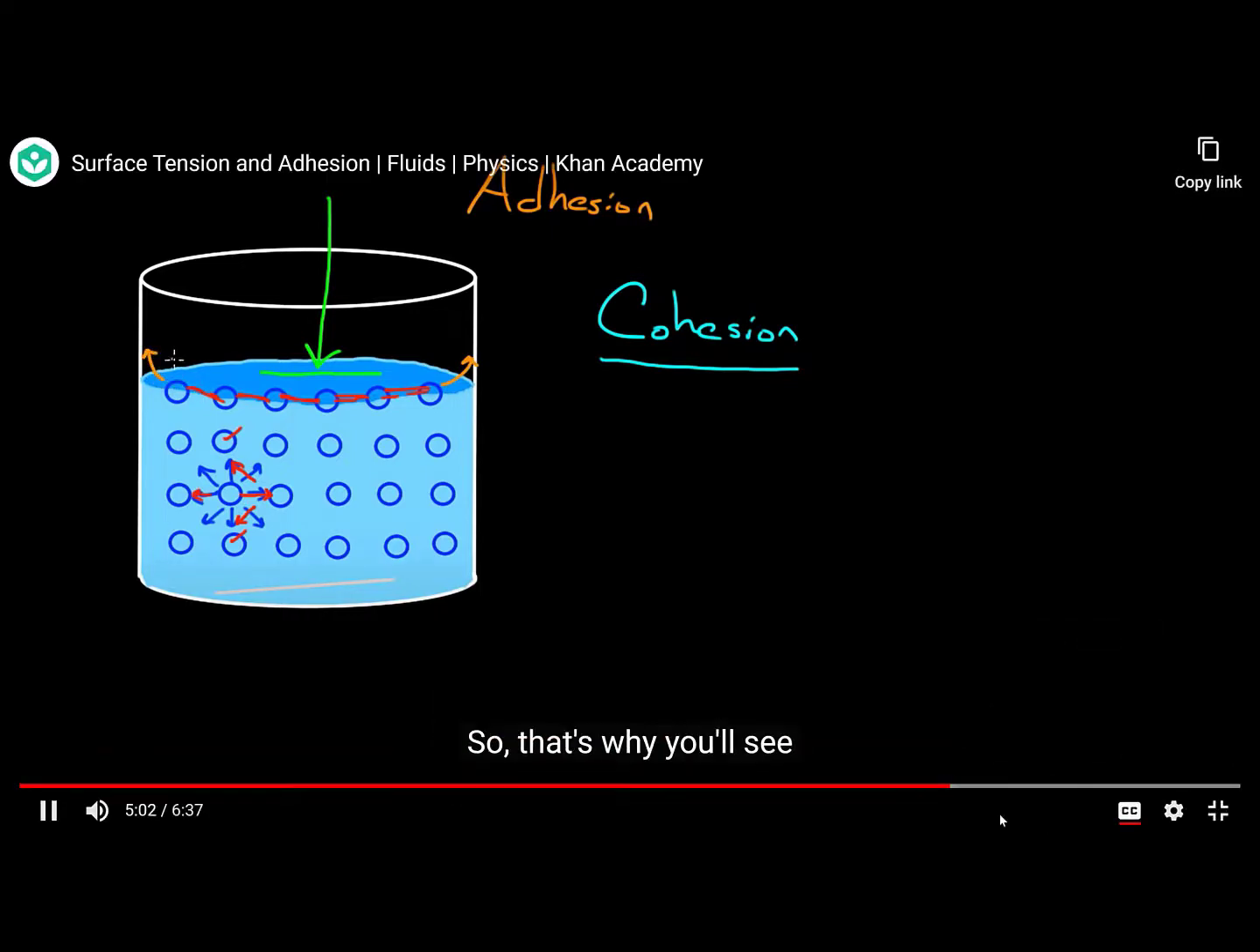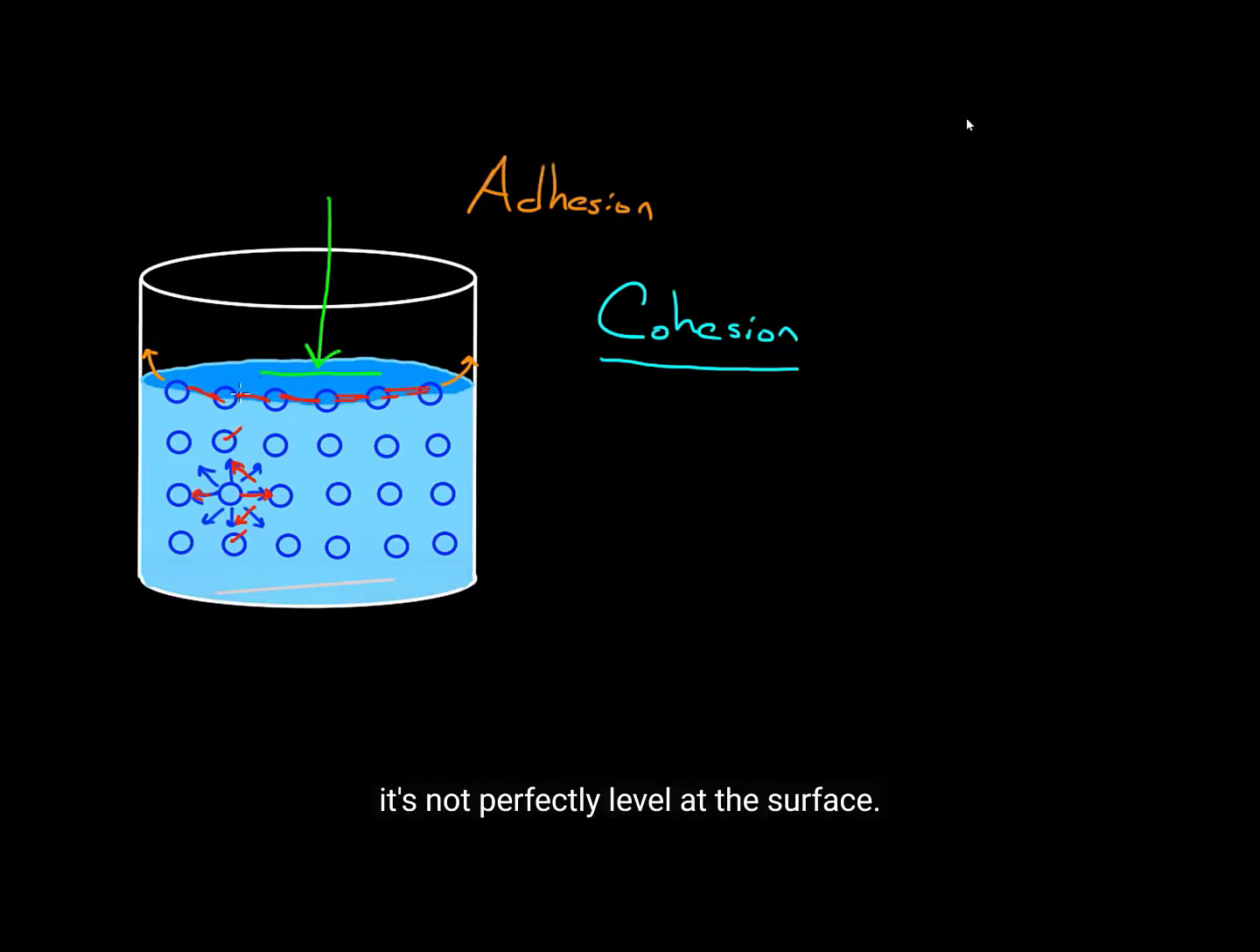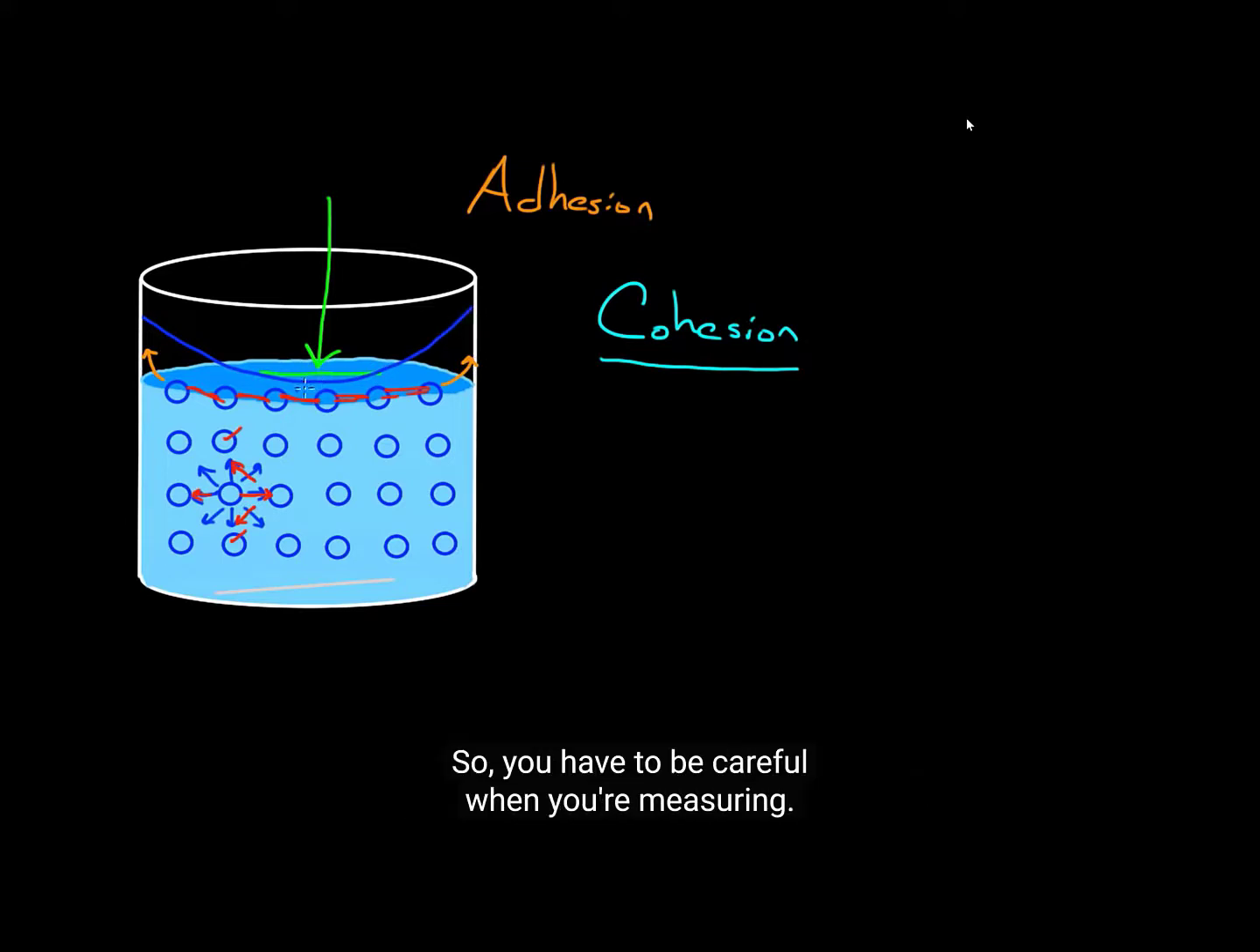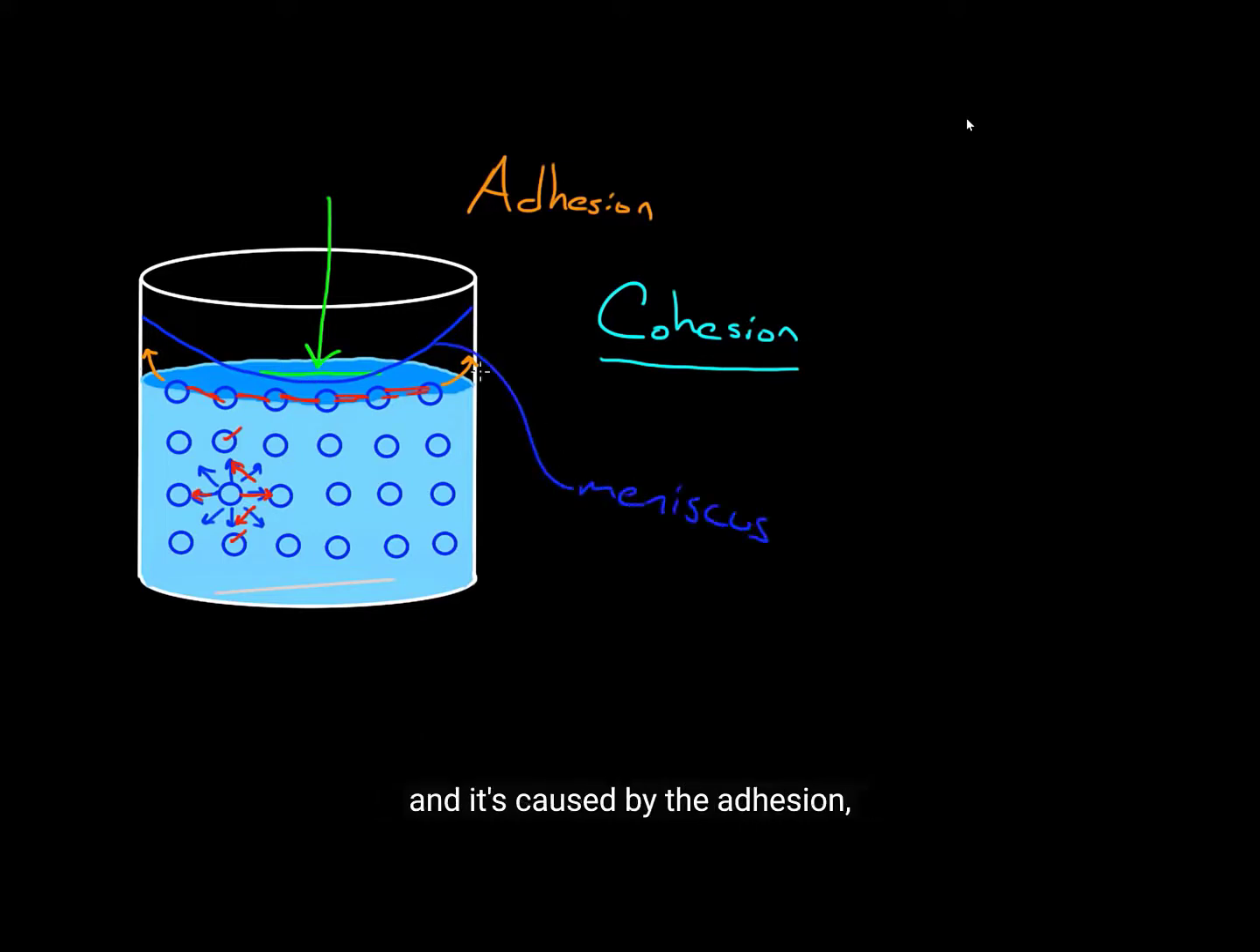So that's why you'll see when you fill a container with water or you're measuring an amount of liquid in a small burette, it's not perfectly level at the surface. It actually forms this kind of shape like that. This is exaggerated, but the sides will be a little higher than the middle. So you have to be careful when you're measuring. This is usually called the meniscus, and it's caused by the adhesion, the attraction of water molecules to the container that it's in.